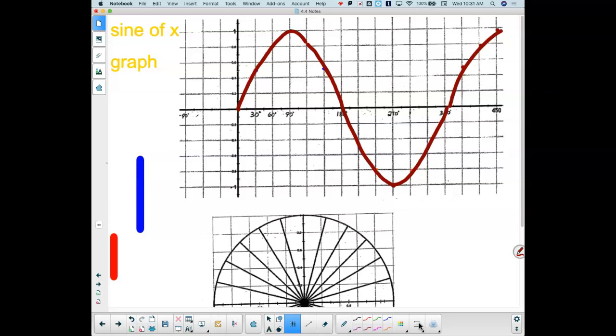Extension number 2. What if I would go to negative 30 degrees? Negative 2.5 blocks. Negative 90 degrees would be down here at negative 5. It would extend through like that. Yes?